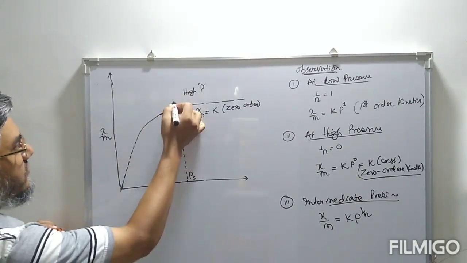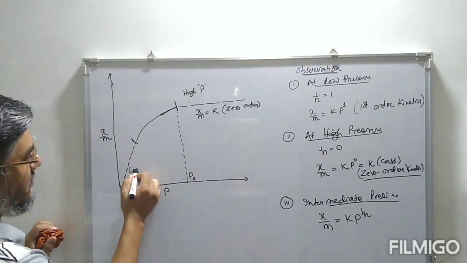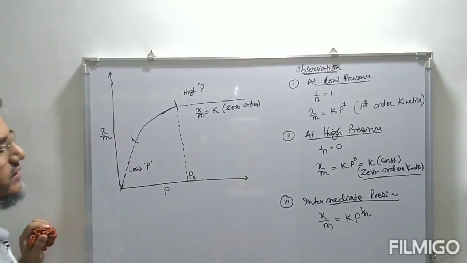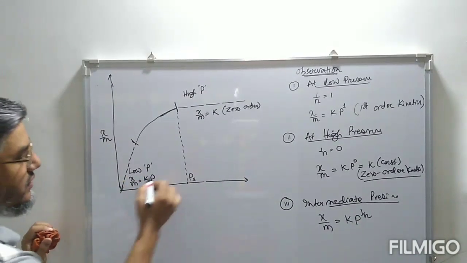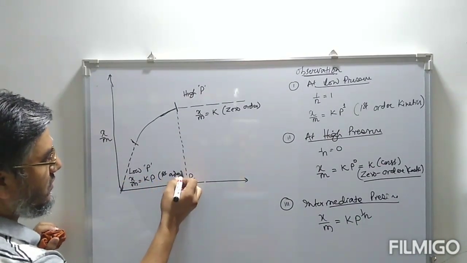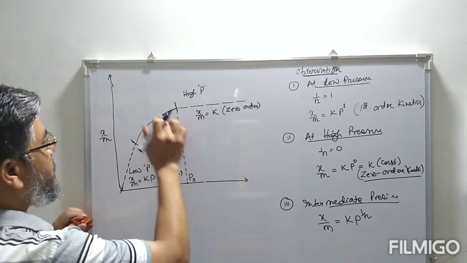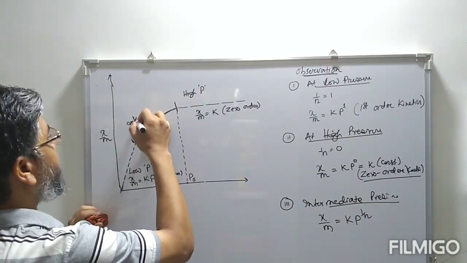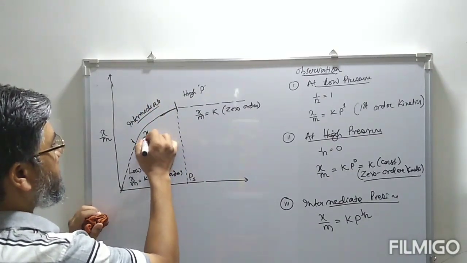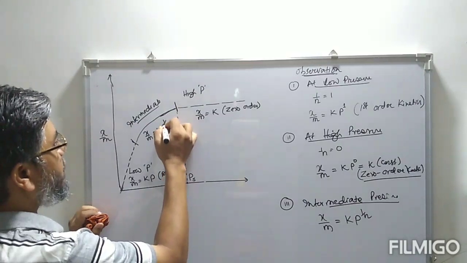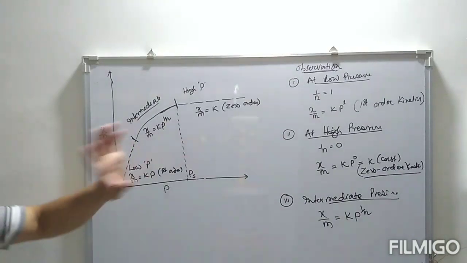This portion of the graph, that is low pressure zone. At this low pressure zone, we have x by m is equal to k into p, that is first order kinetics. So that is a steep increase in extent of adsorption. This portion, intermediate pressure. At this intermediate pressure, equation is x by m is equal to k P raised to the power 1 by n. So this is the explanation of the graph observed.